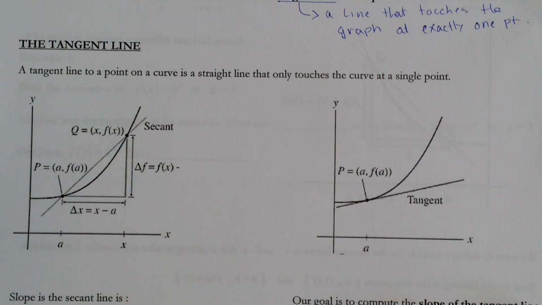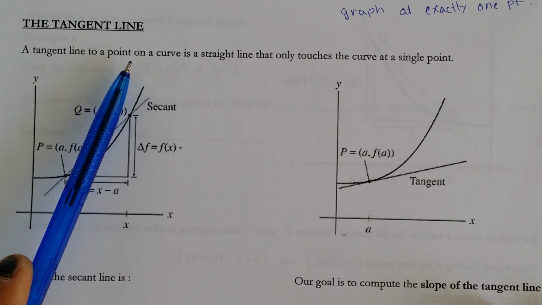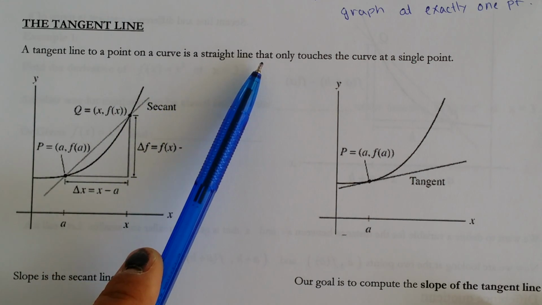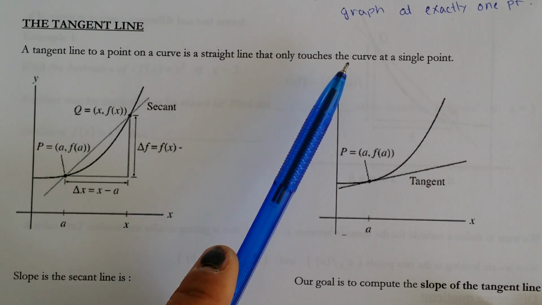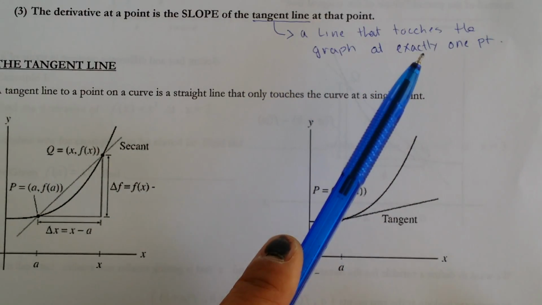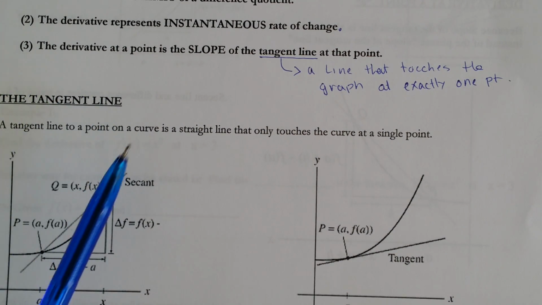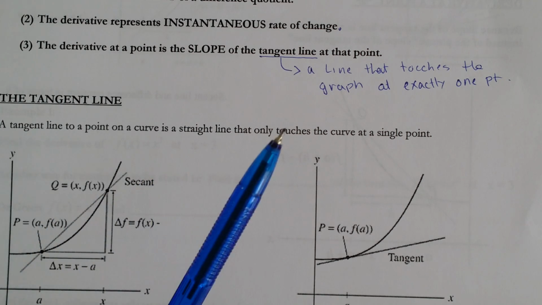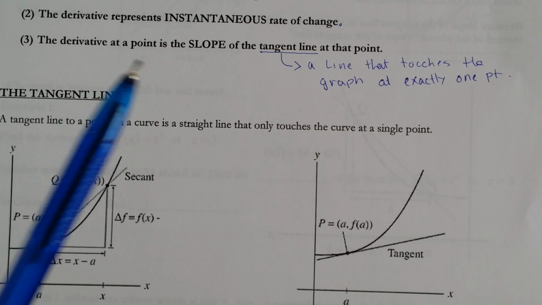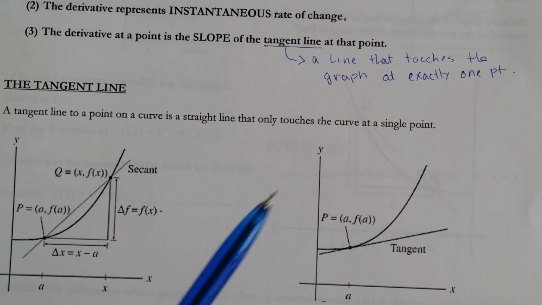A tangent line to a point on a curve is a straight line that only touches the curve at a single point. I wrote that here earlier. So when we're finding the derivative, guys, of a curve, we are trying to find the slope of a line that touches the curve at just a single point.